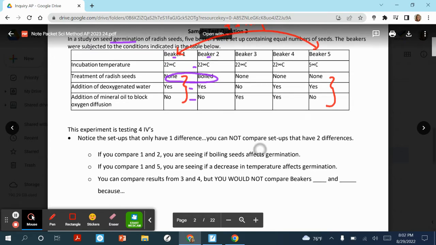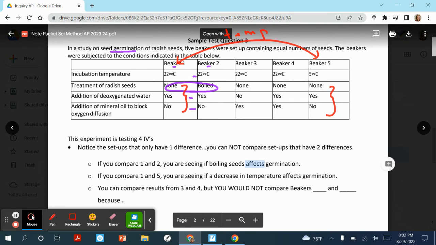All right, we can also compare the results from 3 and 4. In this case, it looks like we would be seeing if the addition of deoxygenated water can affect germination. But there are definitely some beakers here that we would never want to compare, okay? Those would be beakers in which there's more than one difference between them.